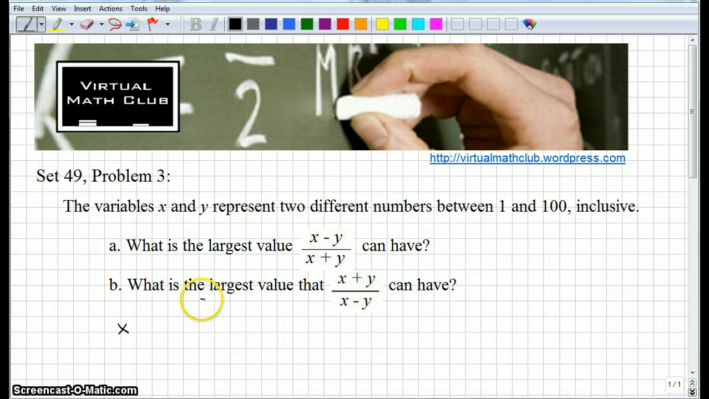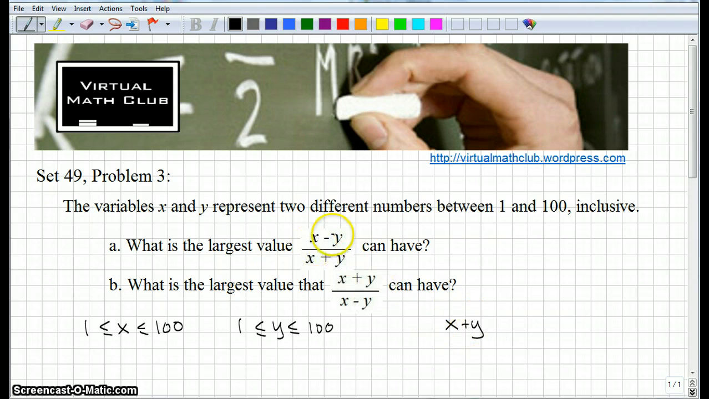Alright, so we're told that x is between 1 and 100, so we can write that mathematically as x is less than or equal to 100 and greater than or equal to 1. And we can write a similar statement for y. Y is between 100 and 1. Okay? So now let's look at what x plus y could be.